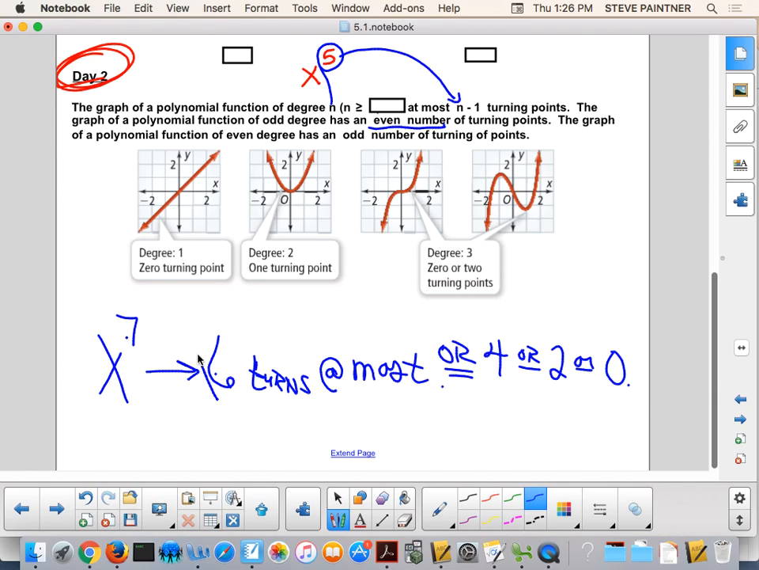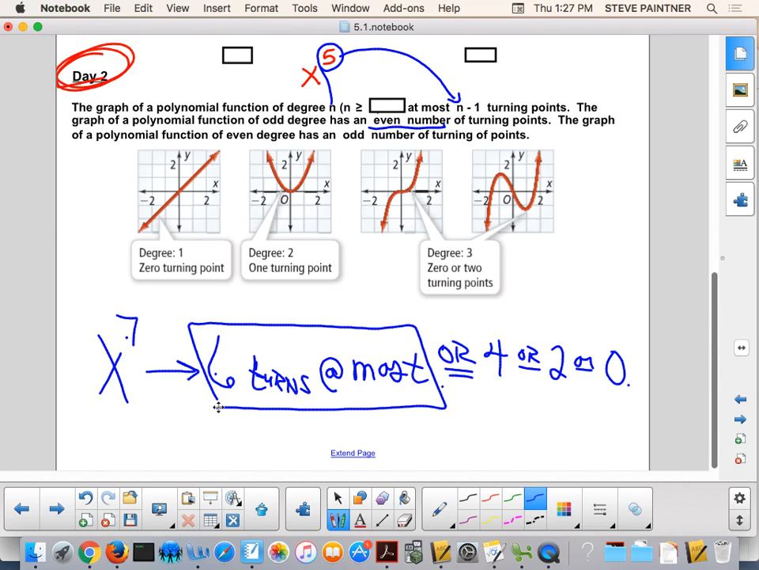But your question on your test will be this. Your test question will say, at most, how many times could a 7th degree polynomial turn? You're going to say 6 times. You don't have to say 4 or 2 or 1. You don't have to say that. Okay? All right, keep reading.